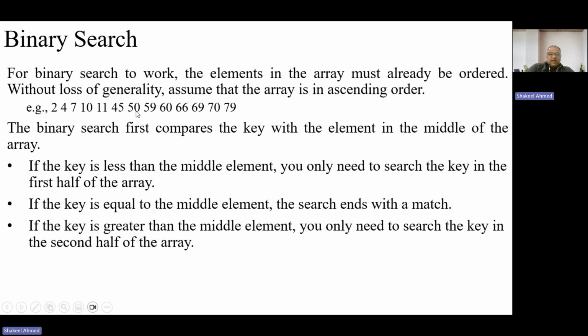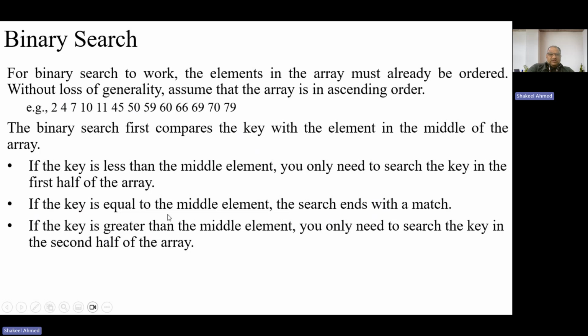Now, say for example, I am looking for the value 11. So 11 will be searched, and since 11 is less than 50, it will check on the left-hand side. If the value is greater than 50, let's say I am looking for an element which is 70, then 50 is less than 70, so the element will be looked for on the other side, on the right-hand side.